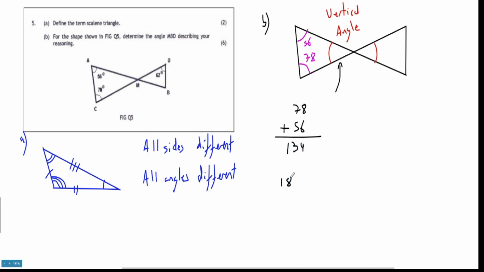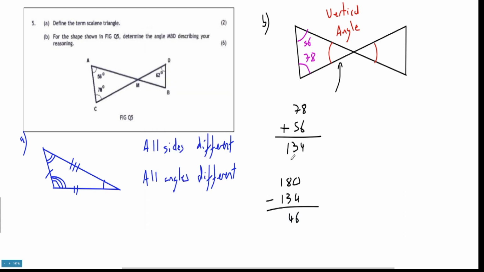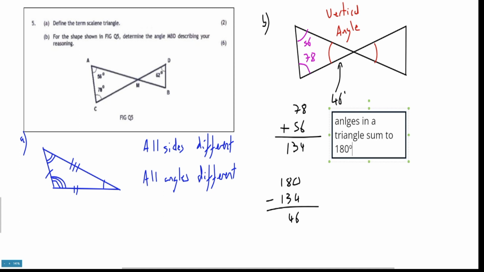134. So then 180 minus 134 is 46. So we can say this is 46 degrees. Let's actually write a little note on that: angles in a triangle sum to 180 degrees. I could say the sum of the interior angles sum to 180 degrees, but that's fine. I think that kind of describes what's going on there. Great.